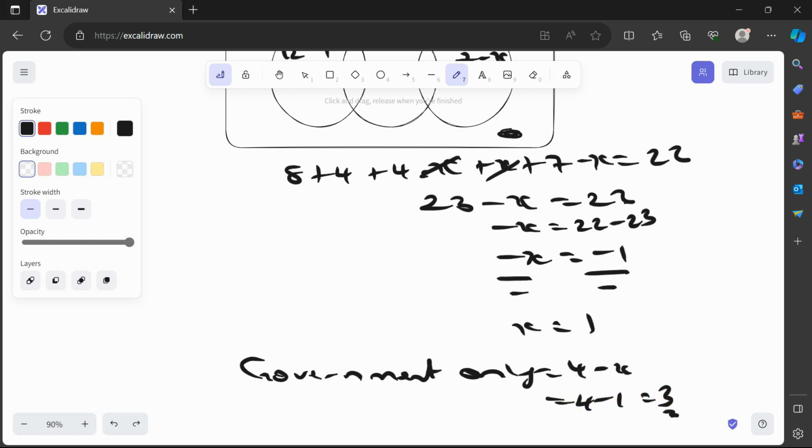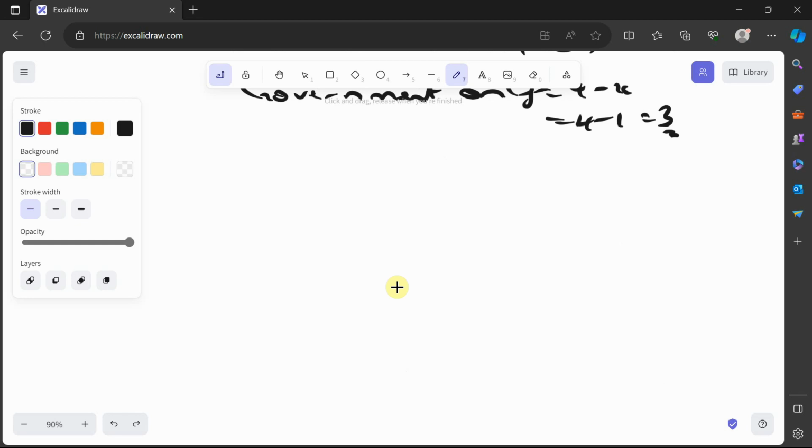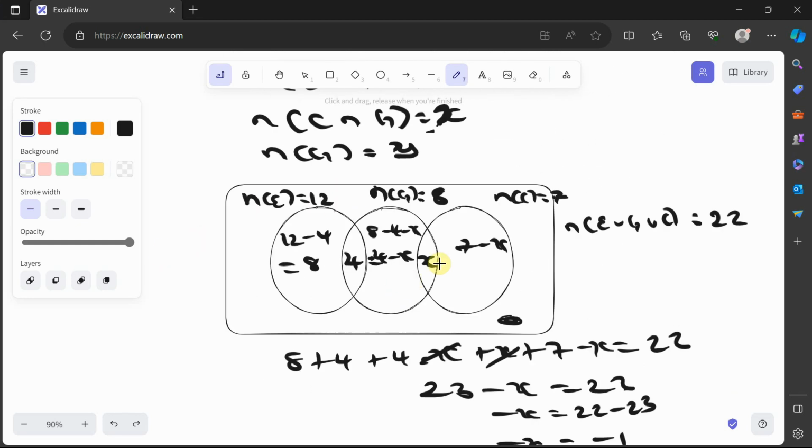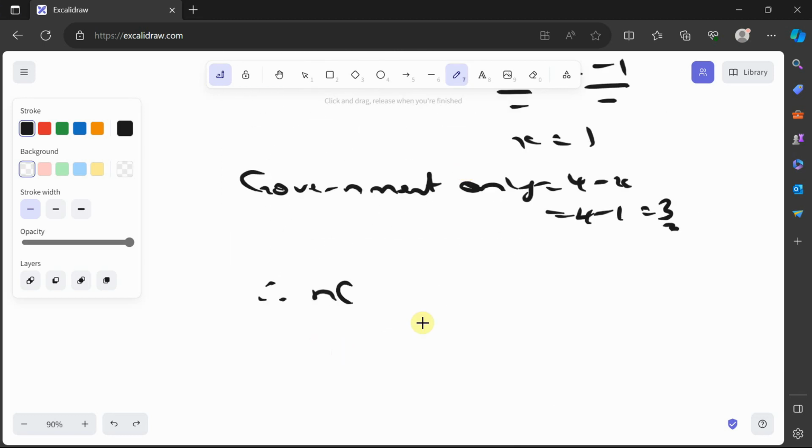So if this was a theory question, you should put the conclusion and say, therefore, people that studied government and chemistry, the number of people that studied chemistry intersection government, is equal to 1, and the number of people that studied government only is 3.